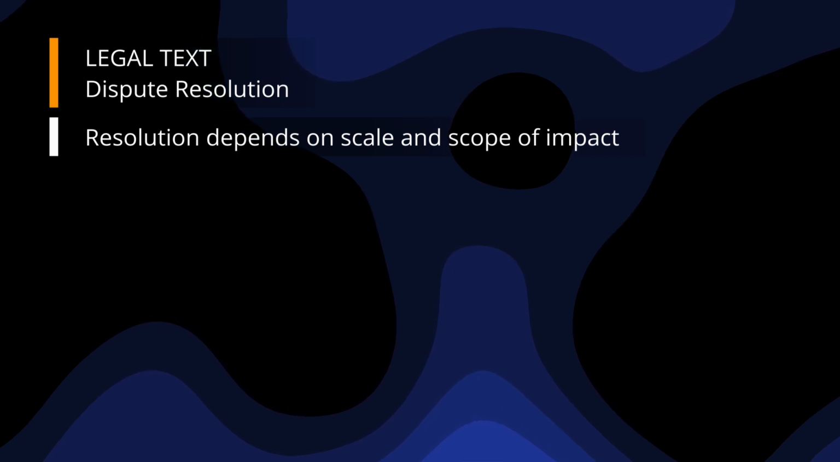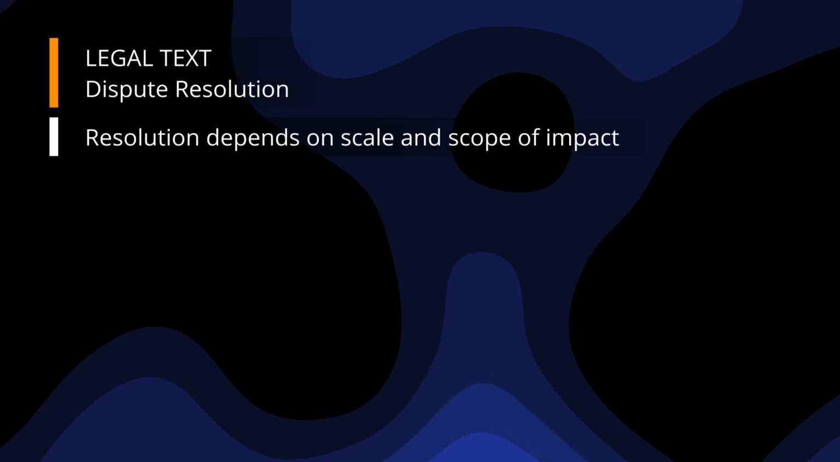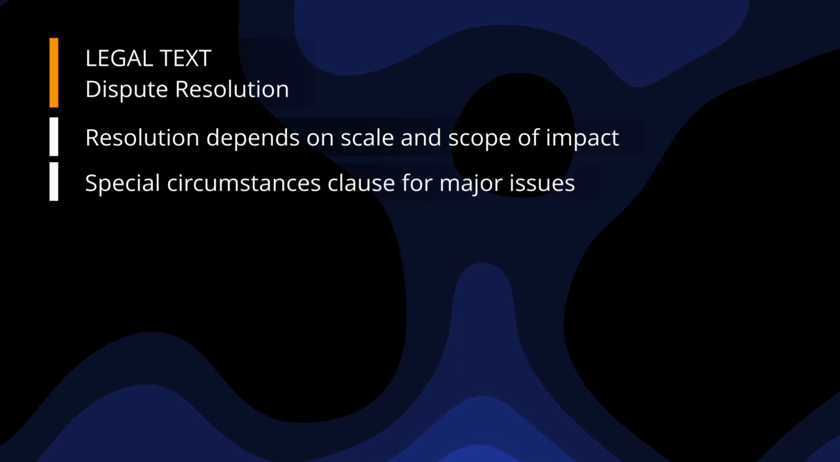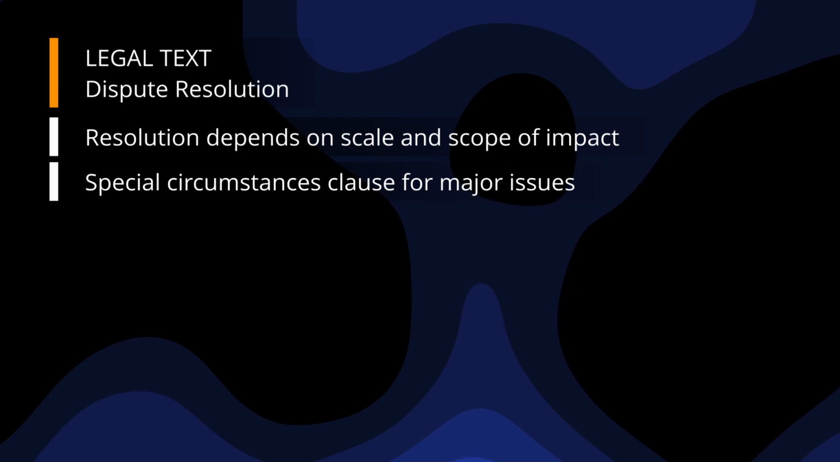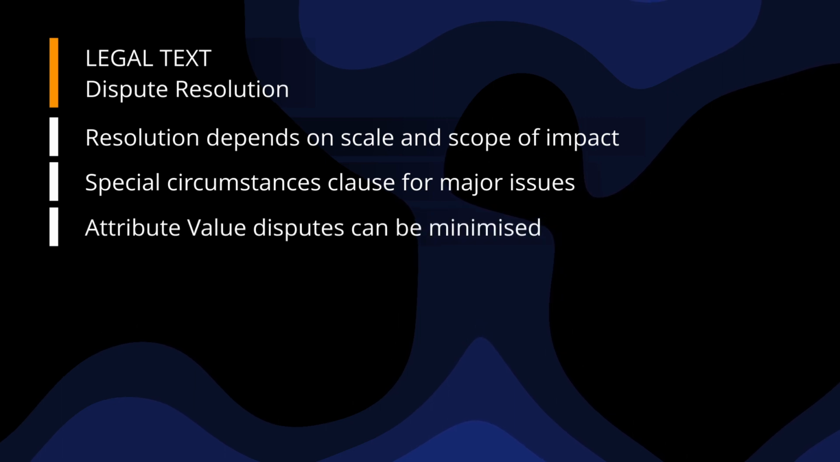In exceptional circumstances where the magnitude of the issue is substantial and affects a significant portion of the agreement, the parties may have the option to declare an epidemic or invoke special circumstances that warrant the suspension of the agreement. Far more common, but fortunately much more benign, are errors in the attribute values.